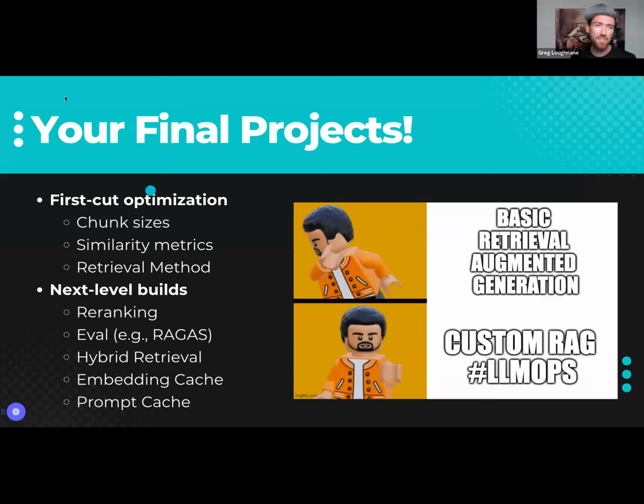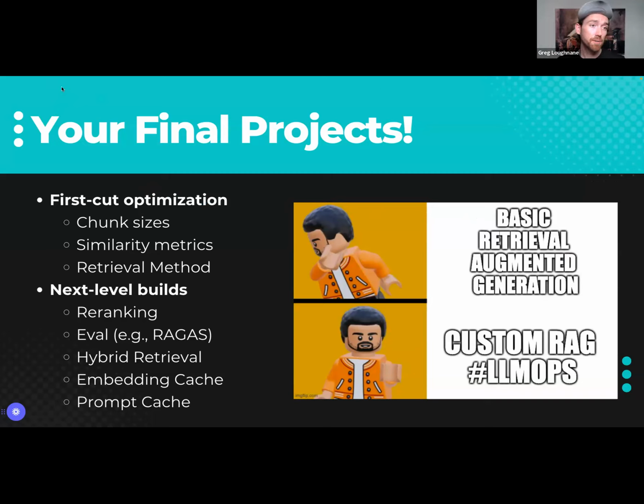What we've seen over the past couple of weeks is that we can build incredible things in just a few hours with the boilerplate code that all of you have in your GitHub repos right now. There's a lot of things that we can do. We can build a simple RAG system. We can add first cut optimization. We can add all sorts of interesting things to make our builds truly next level.